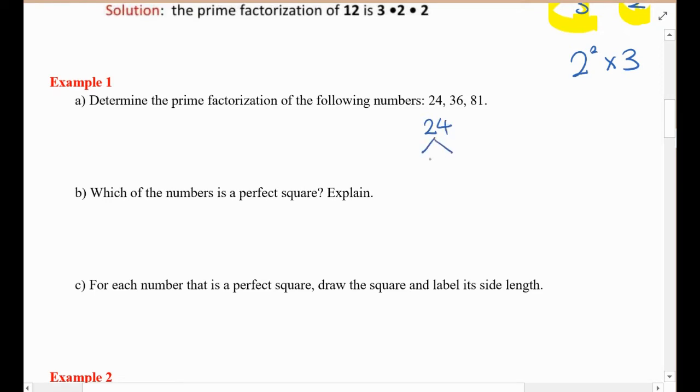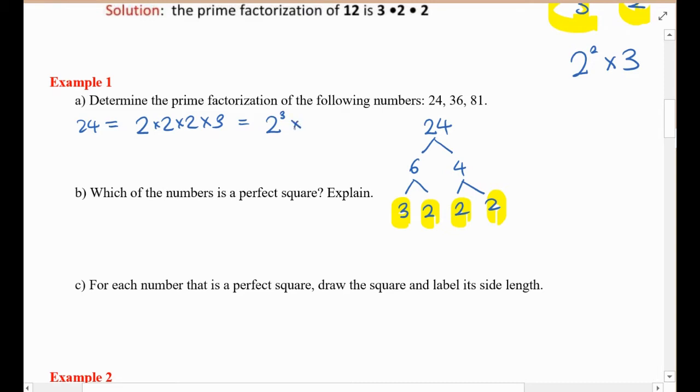24. 24 becomes 6 times 4. And 6 becomes 3 times 2. And 4 becomes 2 times 2. So you circle prime numbers. And 24 is 2 times 2 times 2 times 3. Or you can say 2 cubed times 3, because you multiply 2 three times.